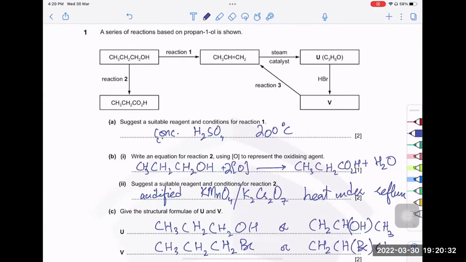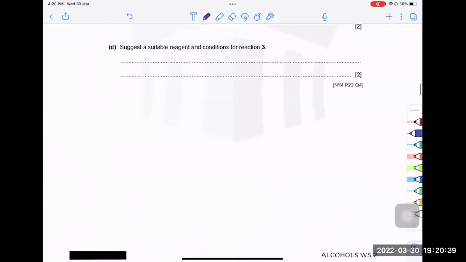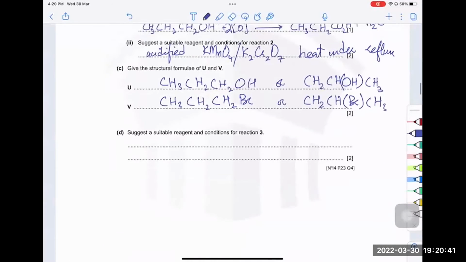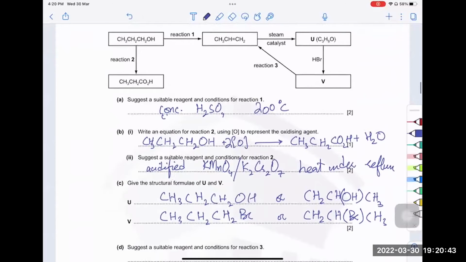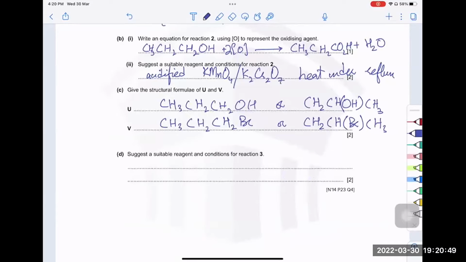Just make sure that whatever alcohol you make, HBr also reacts with that one. Don't interchange them. Okay, suggest a suitable reagent and condition for reaction 3. So reaction 3 is again elimination, and you need to remove HBr. You're removing an acid. So what better thing to remove an acid than ethanol?